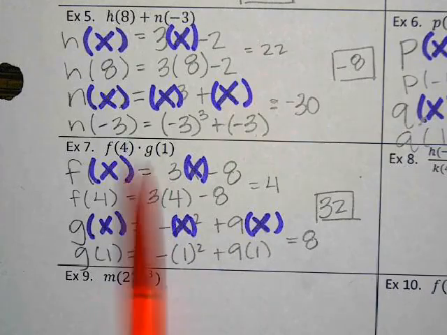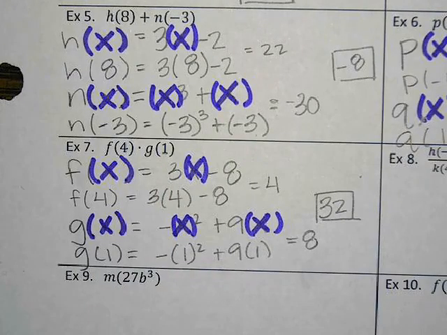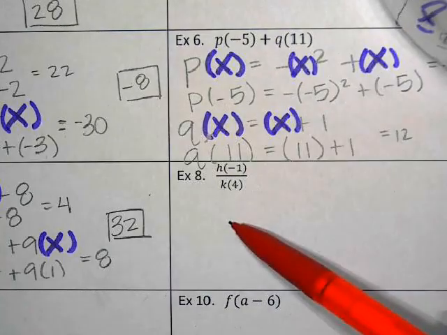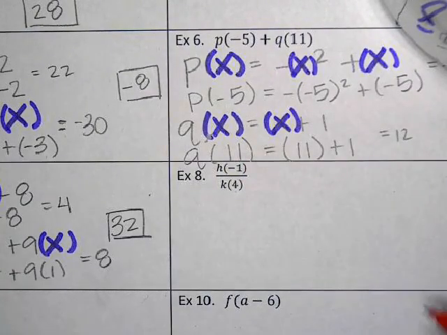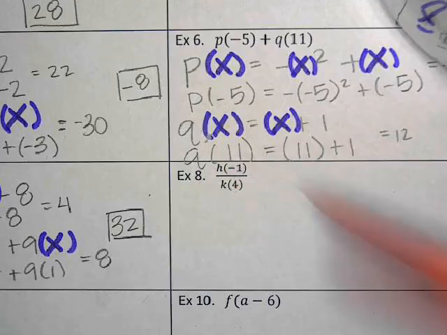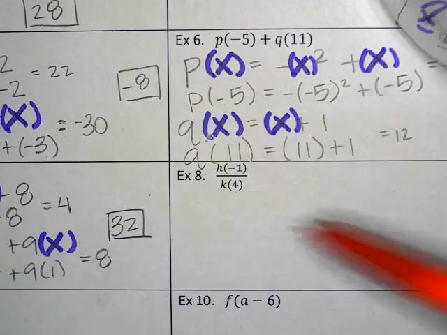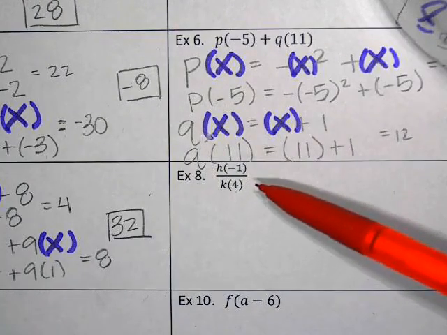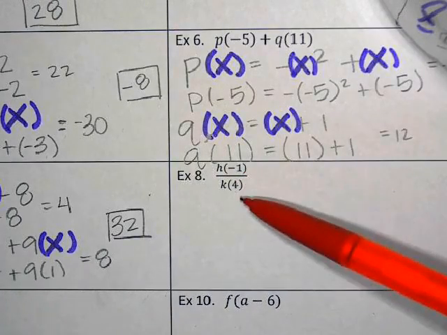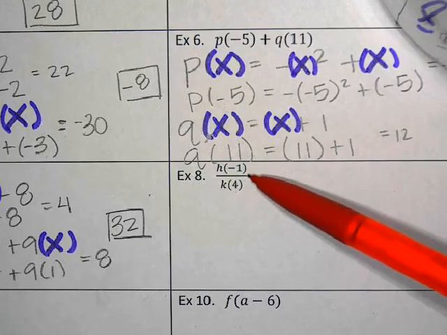All right, the next one, same idea, except at the end we're going to divide them, okay? Now, when you guys get to the end, go ahead and write your final answer as a fraction instead of as a decimal, okay? So don't plug it in your calculator and see what the decimal is. Let's just write it as a fraction at the end.